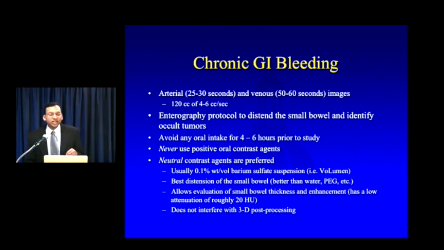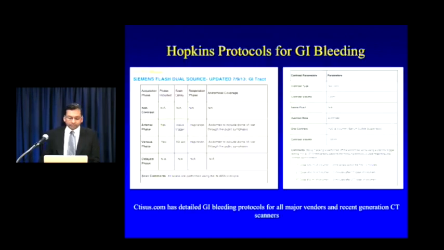Giving positive contrast can be a real problem in these patients because you get so much streak and beam hardening that you're not going to be able to make subtle determinations about abnormal wall enhancement or very subtle sites of wall thickening.